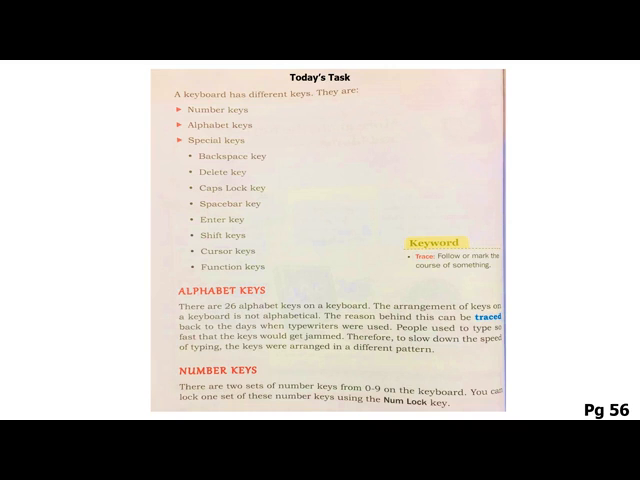Number keys. There are two sets of number keys from 0 to 9 on the keyboard. You can lock one set of these number keys using the number lock key. As you know that on keyboard there are two set of number keys. One is on the top of the alphabet keys and the other is on the extreme right hand side of the keyboard.